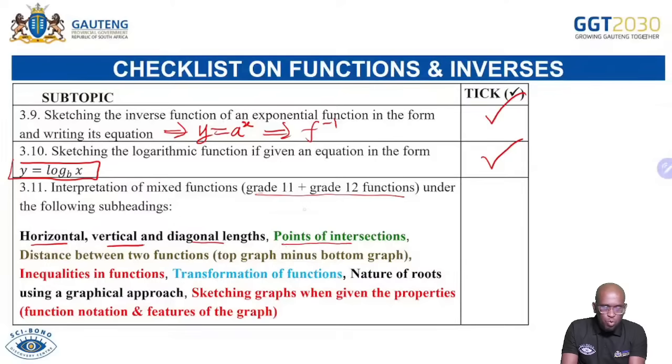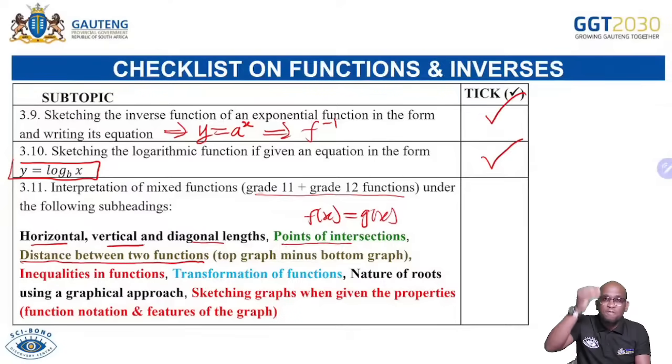You should be able to work with points of intersection, f of x equals g of x. This is an application of simultaneous equations. You should also be able to determine the distance between two functions, top graph minus bottom graph. And then you should also be able to work with inequalities in functions: for which values of x is f of x greater than g of x. That's what you need to do.